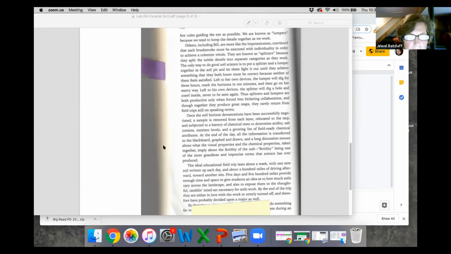The ideal educational field trip lasts about a week, with one new soil written up each day and about 500 miles of driving afterwards toward another site. 5 days and 500 miles provide enough time and distance to give students an idea as to how much soils vary across the landscape, and also to expose them to the thoughtful, rambling mindset necessary for soil work. By the end of the trip, they are either in love with the work or utterly turned off, and therefore have probably decided upon a major as well.